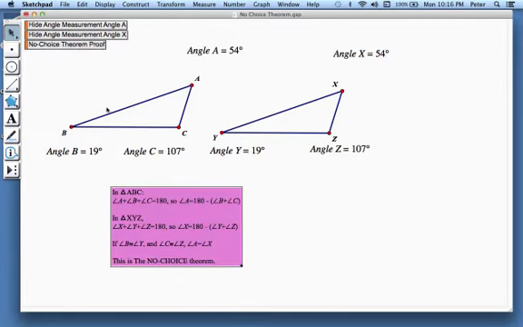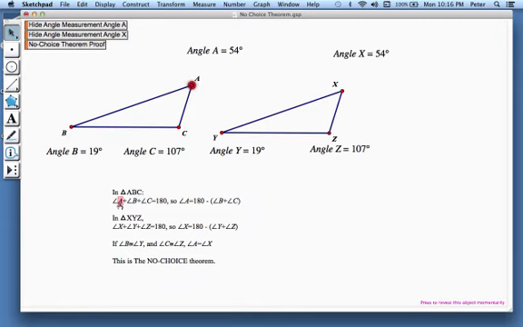Now why is that? Well, the proof isn't very difficult to follow. I know that angle A plus angle B plus angle C equals 180 degrees. So therefore angle A equals 180 minus the sum of the other two. In the other triangle, angle X plus angle Y plus angle Z equals 180. So angle X equals 180 minus the sum of the other two. Since we know that angle B is congruent to angle Y and angle C is congruent to angle Z, I know that angle A must be congruent to angle X, and that's called the no-choice theorem. You don't have to write a lot out. You can just write no choice.